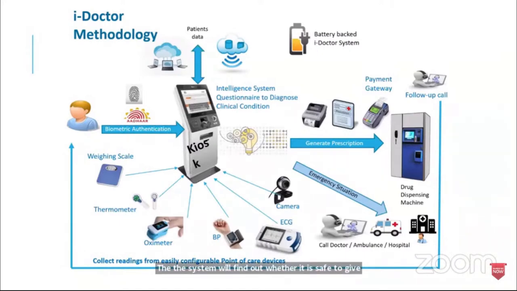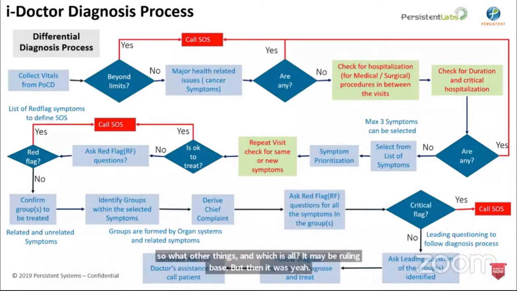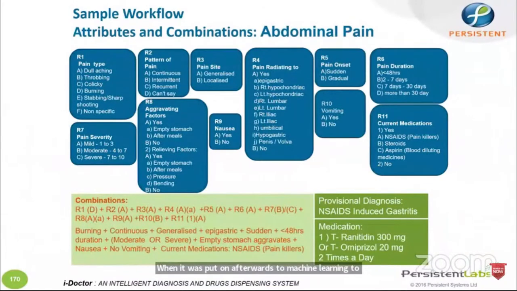And the system will take your blood pressure, ECG, pulse ox, and everything. And once it thinks that it can be given, then it can directly deal with, say, 50 drugs. Now, these were the algorithms to find out what are the things, which is all maybe rule-based, but then it was put afterwards into machine learning to find out and to improve itself. And these are the whole systems.